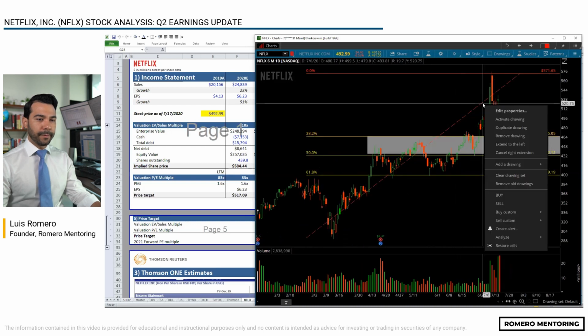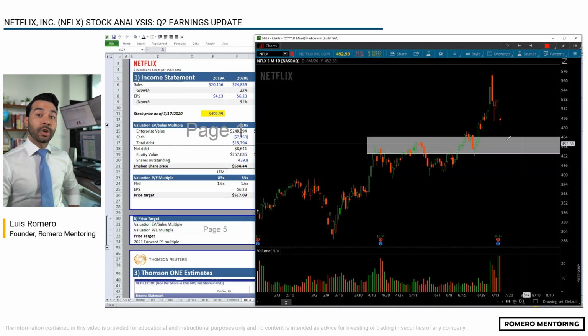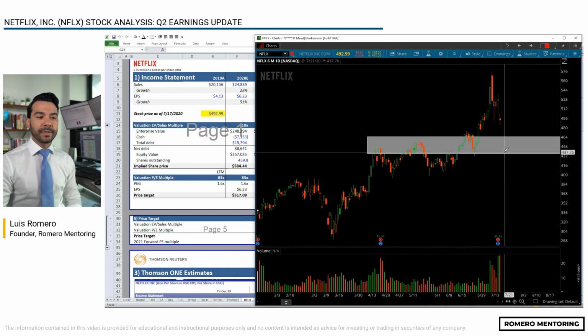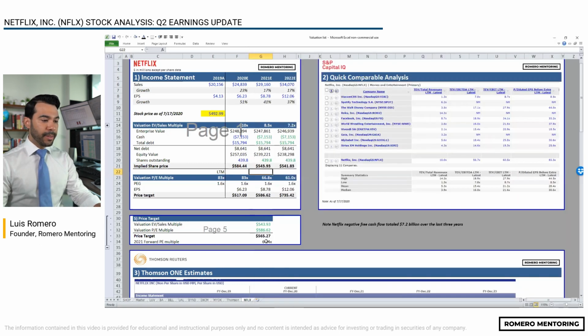Okay? And let's remove the Fibonacci so that we can make this a little bit more clear. Okay. So this would be my support zone. All right? And we know in the after hours, the stock actually came down to as low as 441. Because I have a price target now on the fundamental basis of 565, let me highlight the sell of 565.